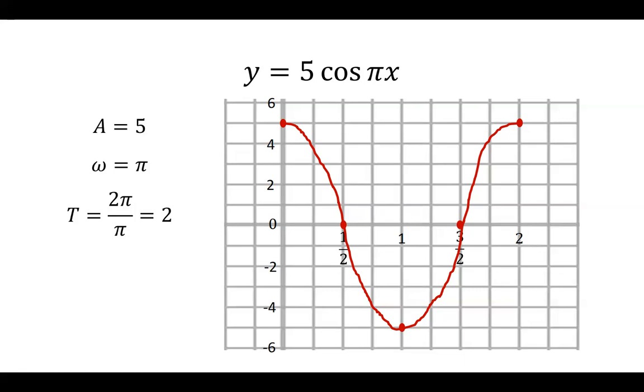Omega is going to come from the coefficient of x, and we're just going to take 2 pi and divide that by omega, and that's going to tell us the length of it. Then we just split it in half, go halfway between the other one, put in our 5 points, and draw through it.